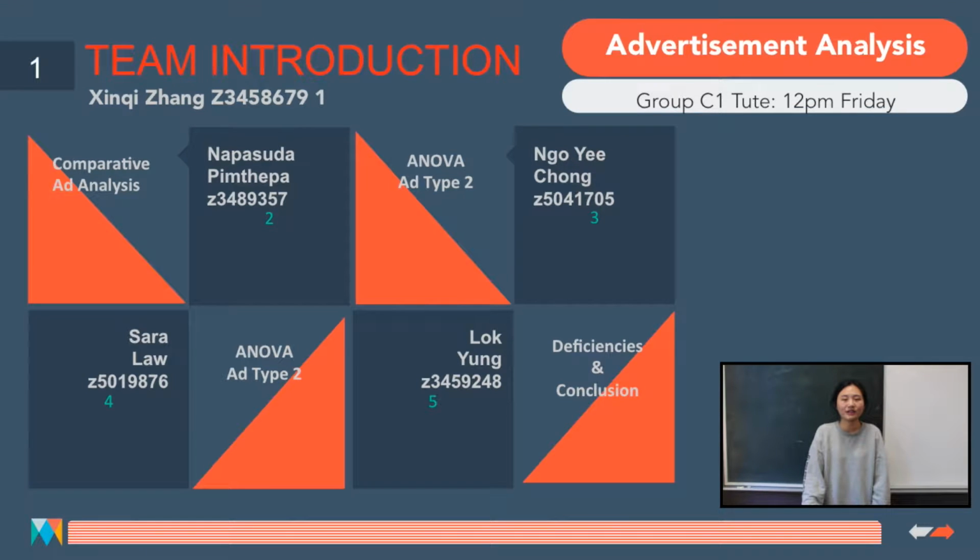Today we are going to analyze how various types of advertisements work and what kind of advertisement seems to work with what segments of population.